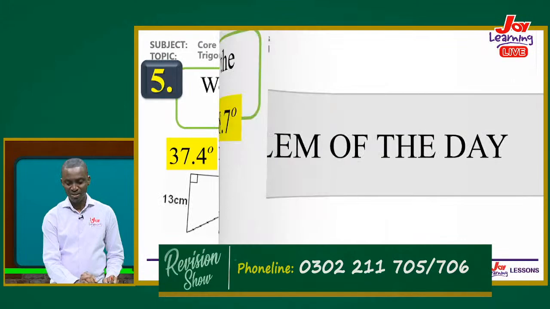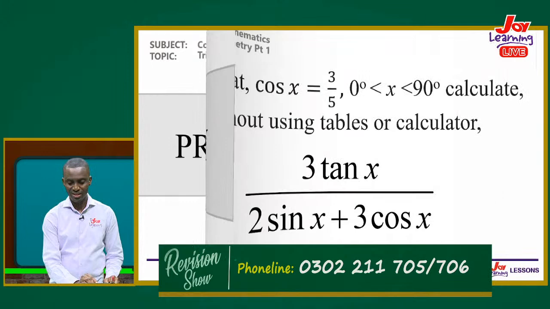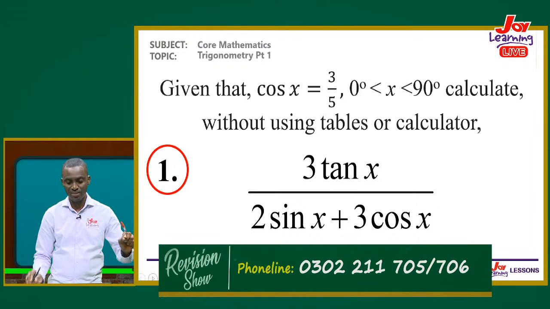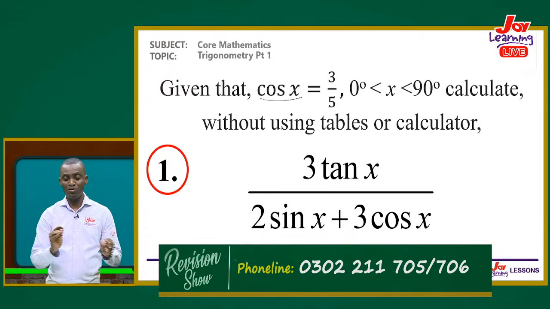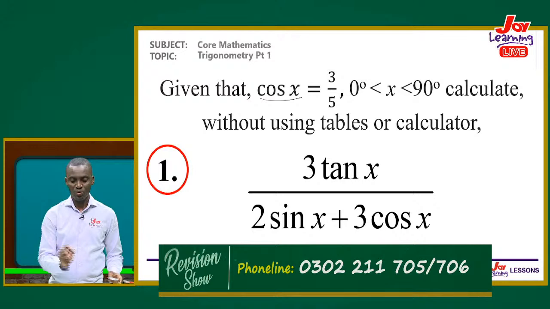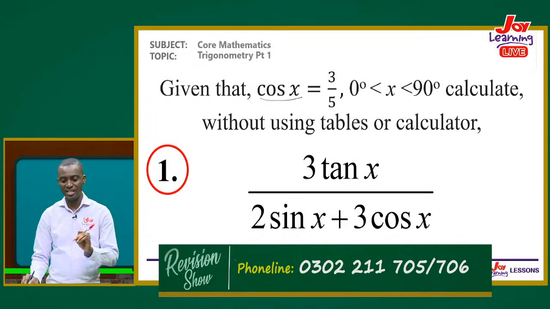Now let's look at the problem of the day. I want to pop up question one on the screen. Those of you who have not seen it on our social media, try as fast as you can to pick the information. Cos x is 3/5 and x lies between 0 and 90. Without using tables and calculators, find the value of (tan x + 3 tan x) all divided by (2 sin x + 3 cos x). That is question number one.